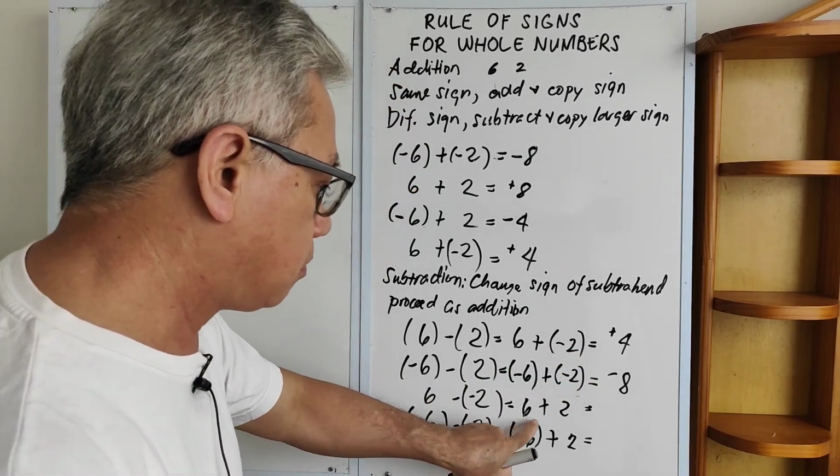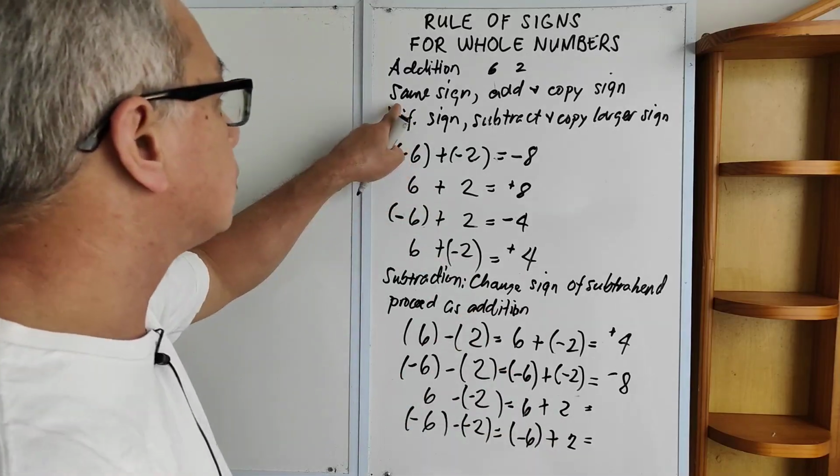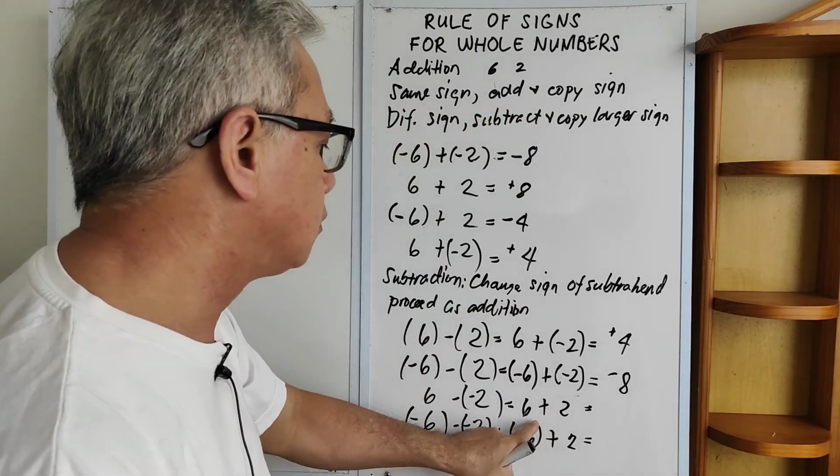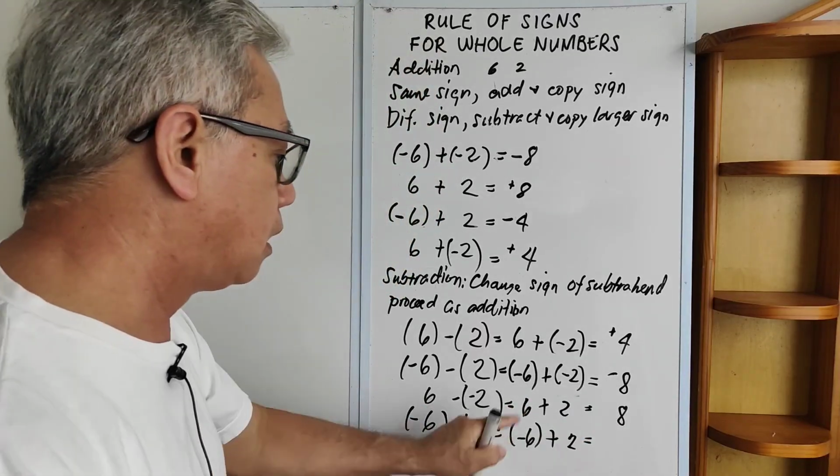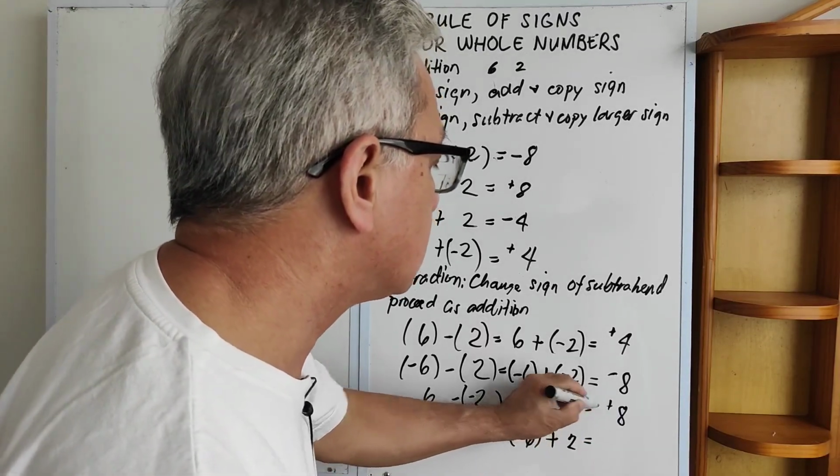So here, 6 plus 2, they're both positive. So we have the same sign, add and copy the sign. So we add 6 plus 2 is 8. And then they're both positive, copy the sign.